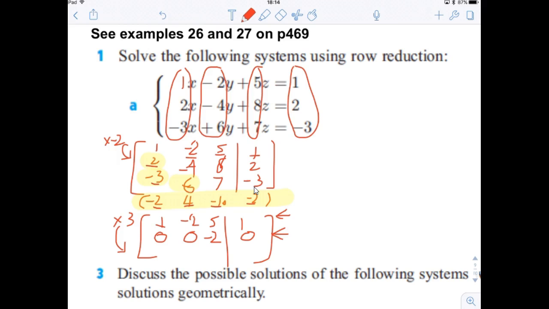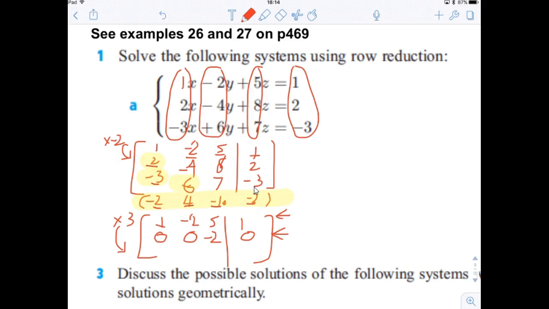Okay. And then for the last row, let's see, we have -3, 6, 7. We want to get rid of at least the -3 and the 2. What if we took the first row and multiplied it times 3? I already wrote times 3 here. So we're going to take the first row, multiply it times 3, and add it to the third row.